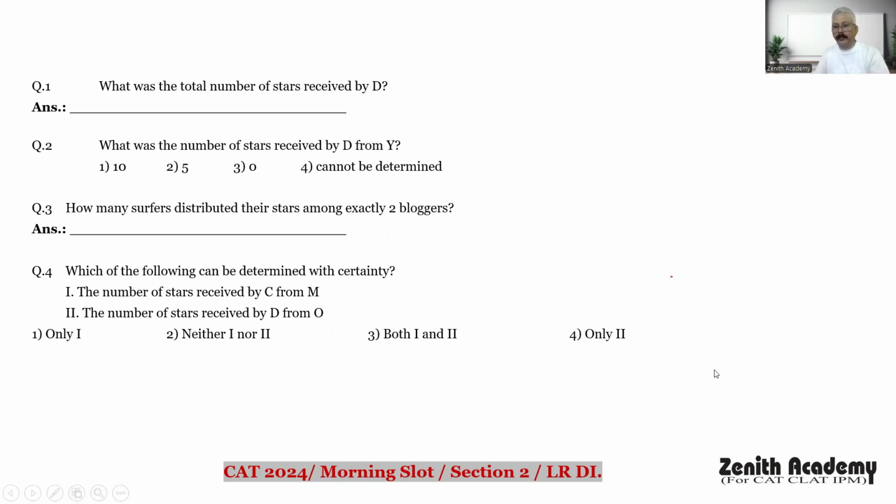Actually, it is a question of CAT 2024, which appeared last year in slot 1. So now see the solution of this set.